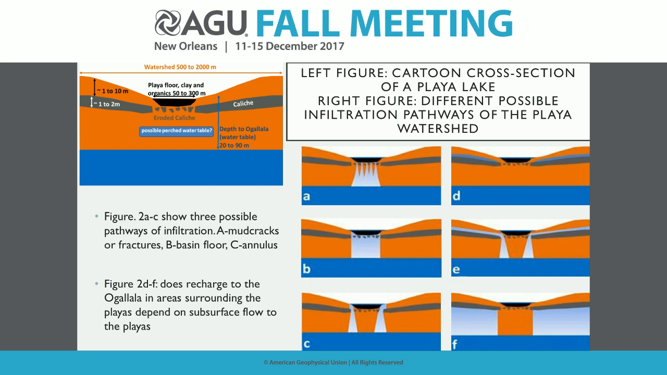Right here, we have a cartoon cross-section of the playa lake. Here's the watershed. Here's the water table. Here's the bottom of a playa lake, which is probably clay. And surrounding the playa lake, we have a caliche. And caliche can work as an aquitard, slowing down the water.